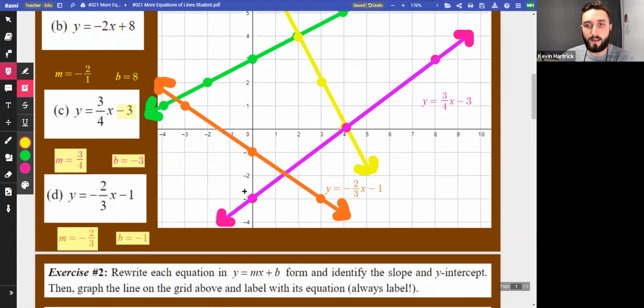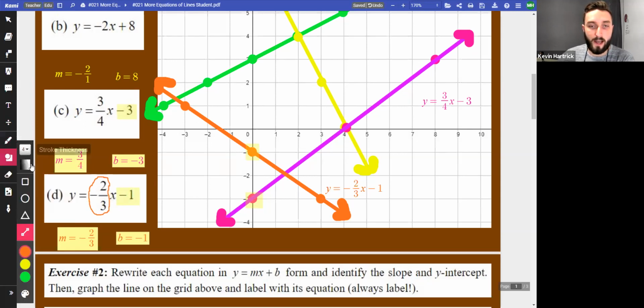So for C, I started at negative 3 on the y-axis, then I did my up 3, right 4, up 3, right 4, okay? For D, I started at negative 1 because negative 1 was my y-intercept, and then noticing that my slope here was a negative 2/3. That means I'm going down 2 right 3, make a point. I ran out of room, so I had to go on the opposite side, and I had to do the opposite. So remember, the opposite would be, instead of down 2 right 3, I'm going up 2, and then left 3 to find that next point, okay?